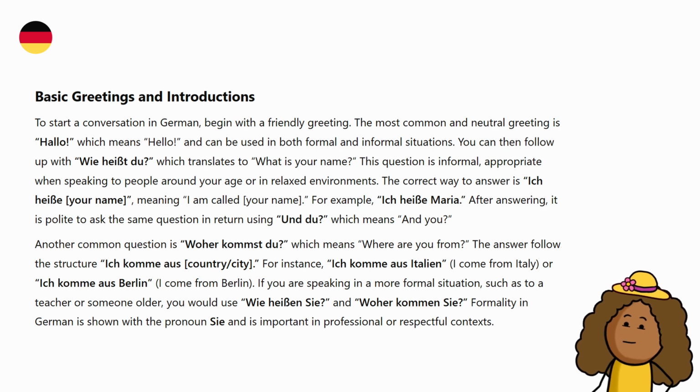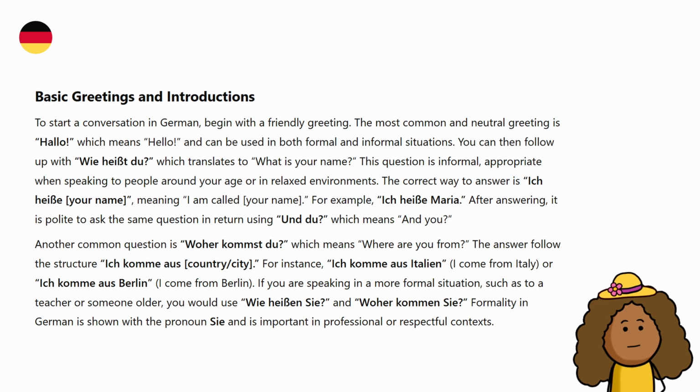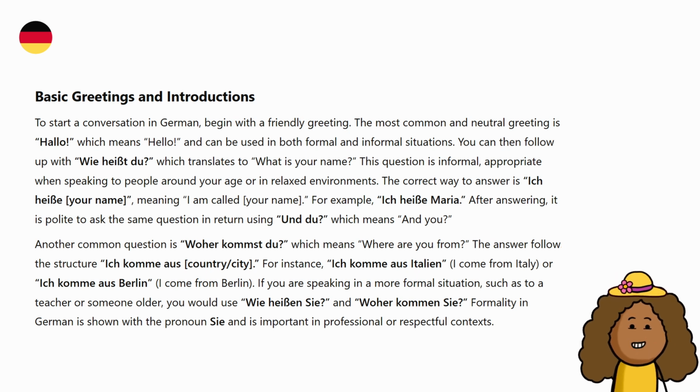If you are speaking in a more formal situation, such as to a teacher or someone older, you would use Wie heißen Sie and Woher kommen Sie. Formality in German is shown with the pronoun Sie and is important in professional or respectful contexts.